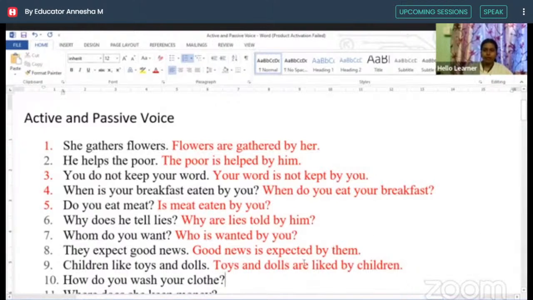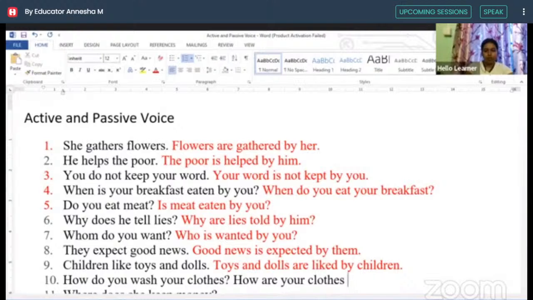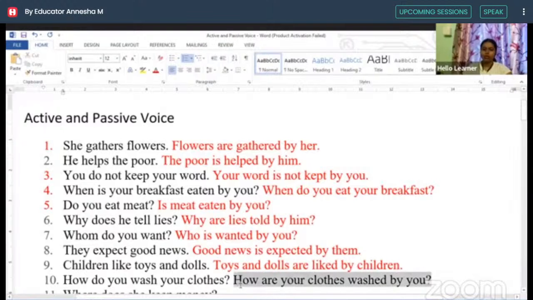After Shivani, then we have Soumya. Yes, Soumya, are you there? Yes, ma'am. Tell me, how do you wash your clothes? Ma'am, how are your clothes washed by you? Very good. Very good. Amazing. Very good, Soumya. Thank you, ma'am. Okay, let's go. Last one, Z.